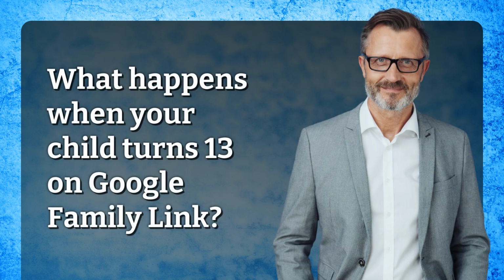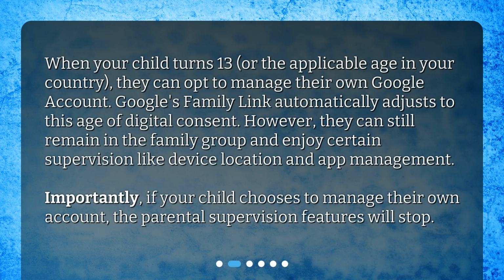What happens when your child turns 13 on Google Family Link? When your child turns 13, or the applicable age in your country, they can opt to manage their own Google account. Google's Family Link automatically adjusts to this age of digital consent. However, they can still remain in the family group and enjoy certain supervision like device location and app management. Importantly, if your child chooses to manage their own account, the parental supervision features will stop.